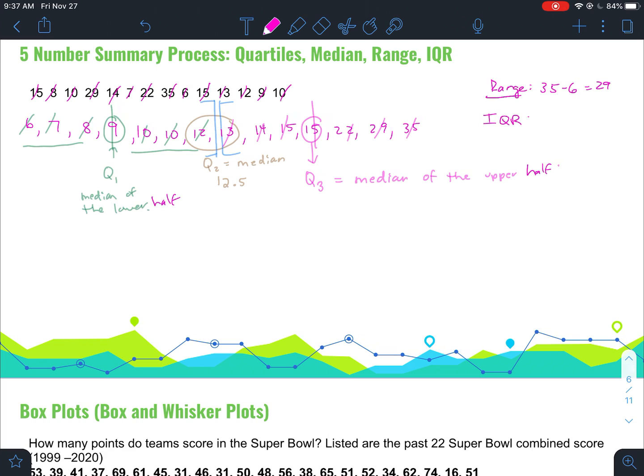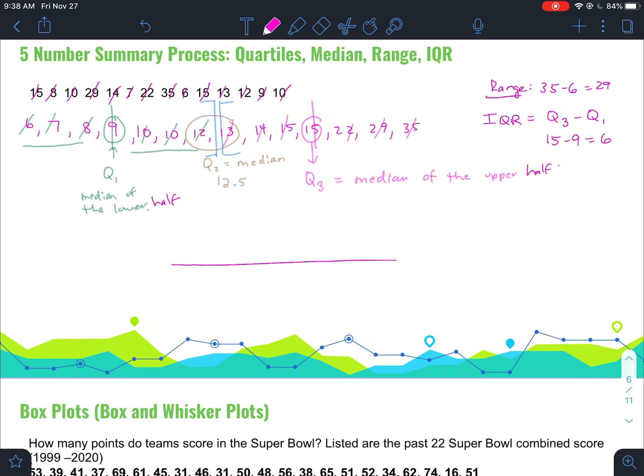And then you have something called the IQR, which is the interquartile range. And that is going to be Q3 minus Q1. So in this case, it's going to be 15 minus 9. So it's going to be 6. So my IQR, the interquartile range, which is also going to help us find outliers, is Q3 minus Q1.